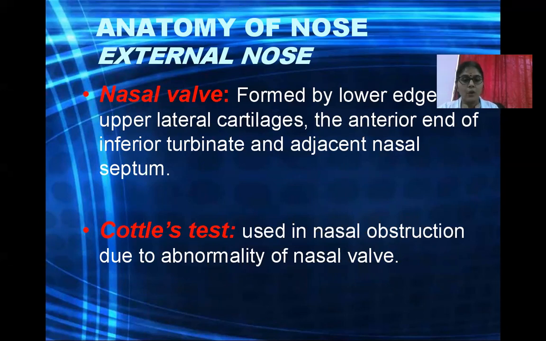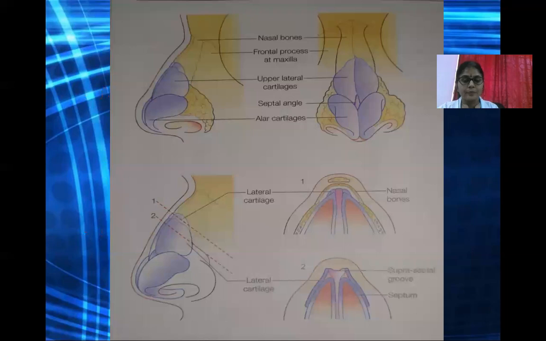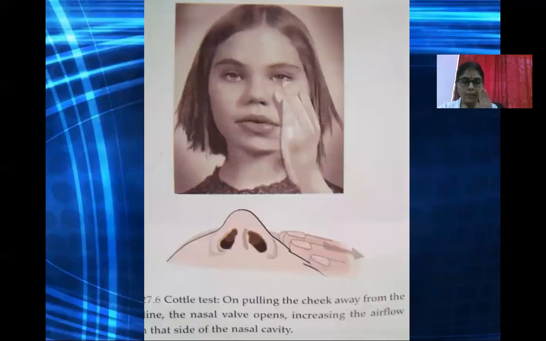So how do you do a Cottle's test? By simply pressing the cheek and pulling it laterally, if the nasal valve opens, there will be proper airflow on that side. If the patient is able to say that the airway is improved, that means the Cottle's test is positive. That means there is obstruction in the nasal valve area.